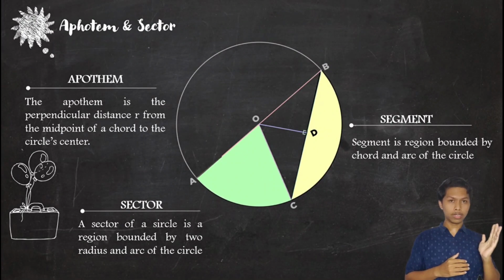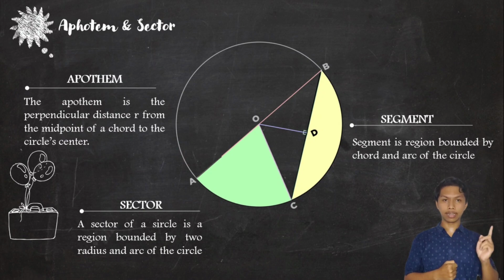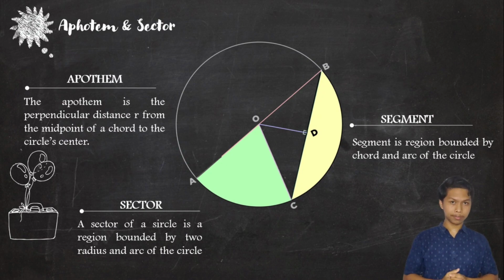Note the line OD in the circle. This line is known as the apothem. Apothem is the perpendicular distance from the midpoint of the chord to the center of the circle. Now, look at the yellow area, bounded by an arc and a chord. This part of the circle is called a segment. Whereas the gray area is known as a sector.